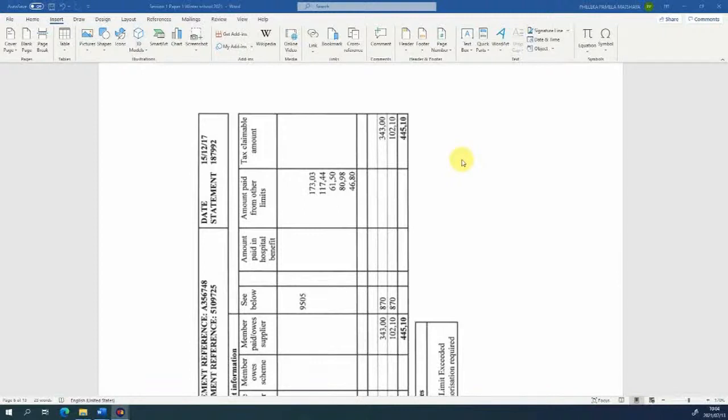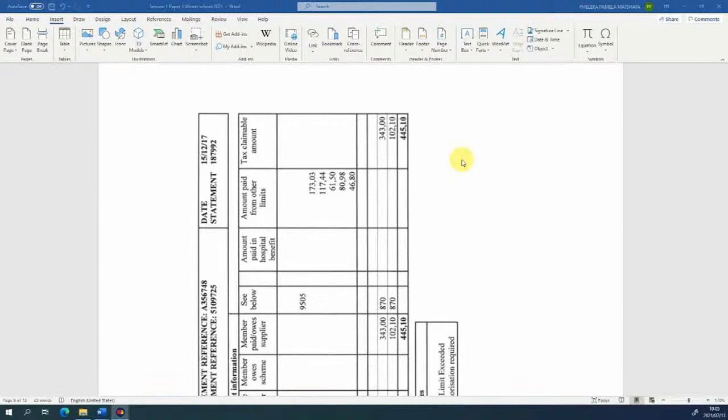So, let's look at how much the member now owes the supplier, based on the fact that the funds are exceeded, the funds are finished, funds up. So the member must pay 445 rand 10 cents, okay, out of his or her own pocket. Okay?